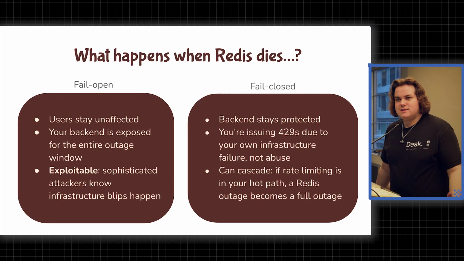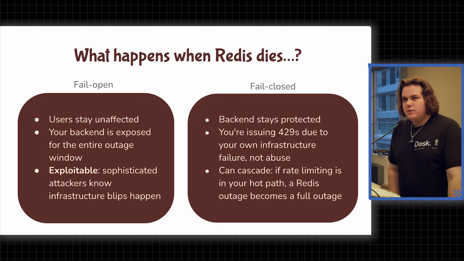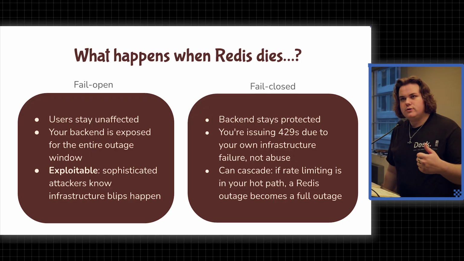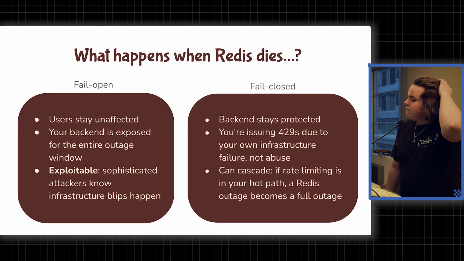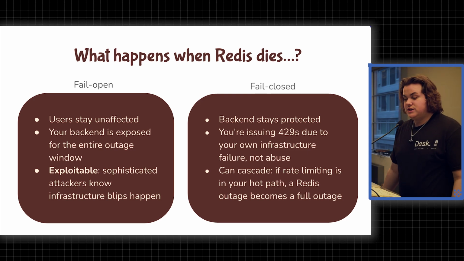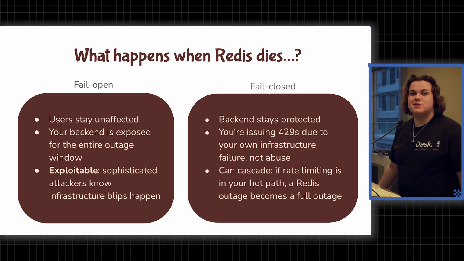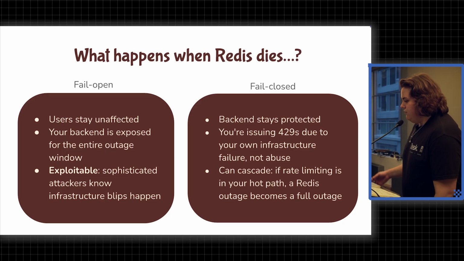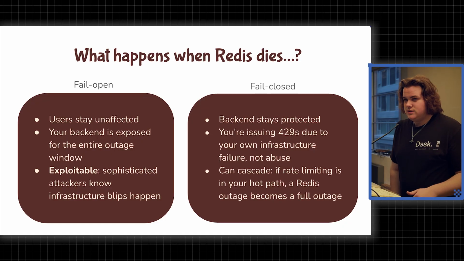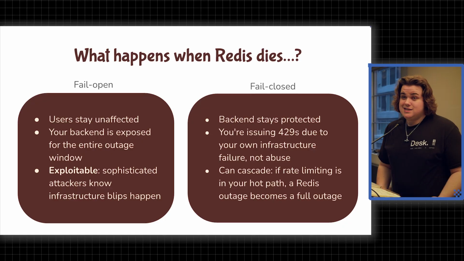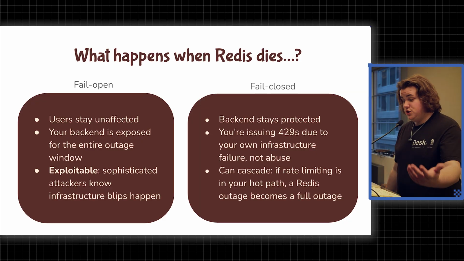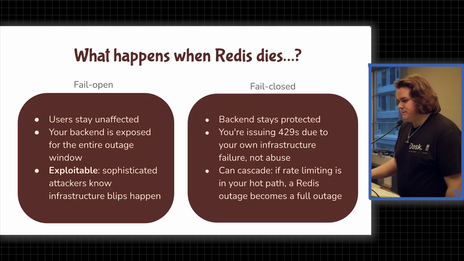So what will you do when Redis dies? There are a few options. The most common ones you'll hear are fail open or fail closed. What are the benefits? If you fail open, your users will remain unaffected. They can still use your platform, but your backend is exposed during the entire outage window, meaning you're vulnerable to sophisticated attackers who know that infrastructure can go down at some points. If you fail closed, however, you're issuing 429s because of a mistake that's yours. Your backend is closed, your SaaS would be closed, and it can cascade, because if you use Redis on all your API paths, which you should, it becomes a full-on outage.